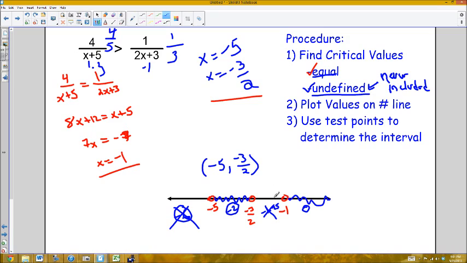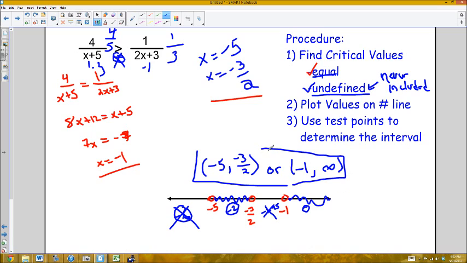And then I just need to consider the -1. Well, -1 is when these two values were exactly equal. And since this is strictly greater than, it does not include an equal sign underneath. This value will also not be included. So I'll say or -1 to infinity. And that's my final interval. For solutions for x, these values x that make this inequality true have to be either between -5 and -3/2 or greater than -1.